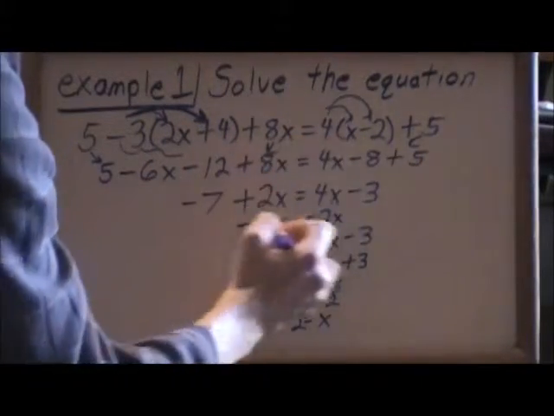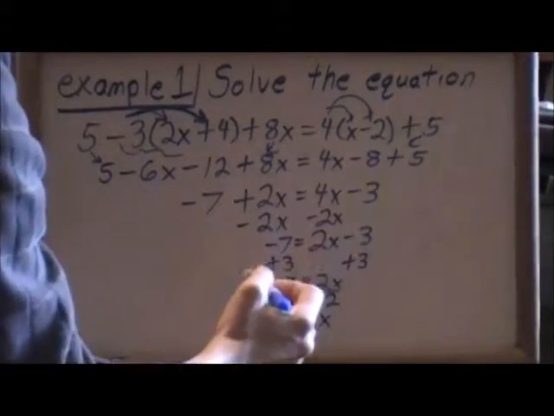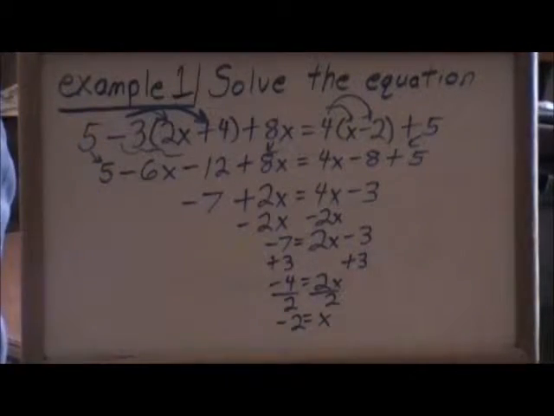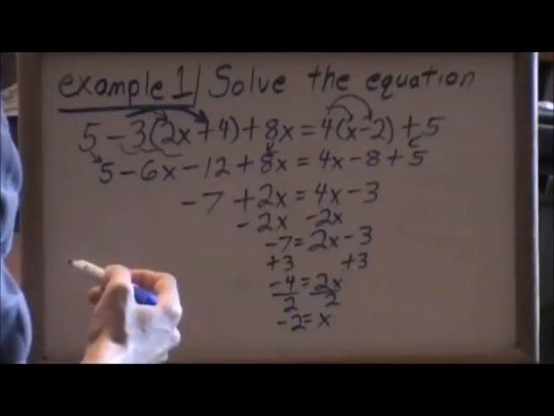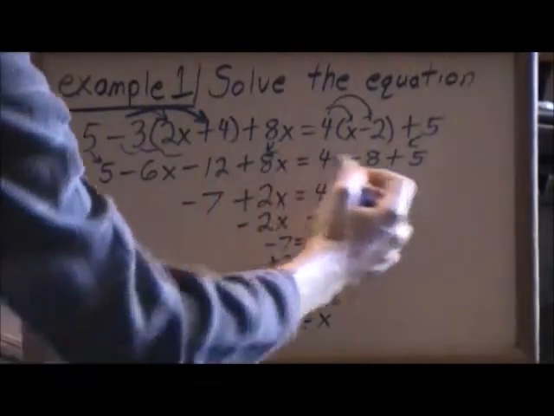4 times x is 4x. 4 times minus 2 is minus 8. Bring down the plus 5. So we got rid of all parentheses first and now we simplify the rest.